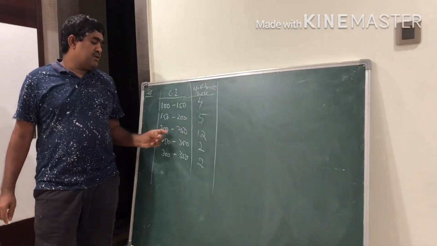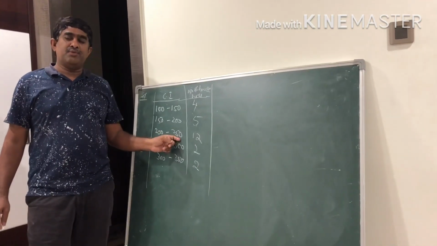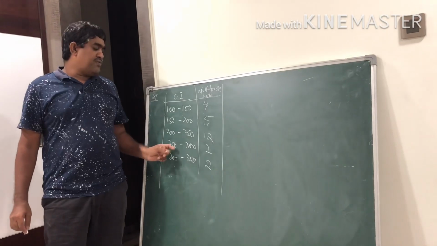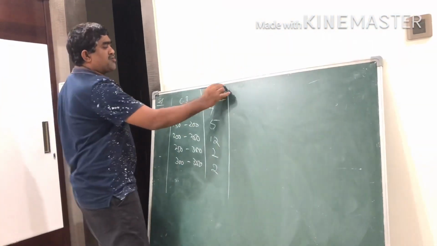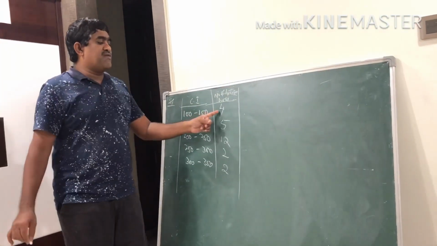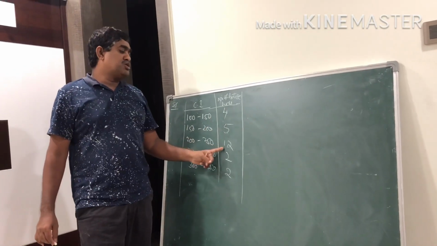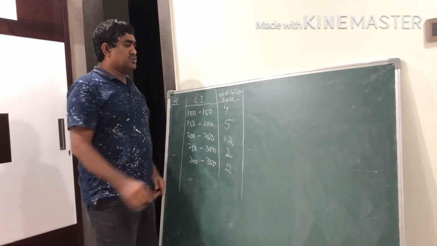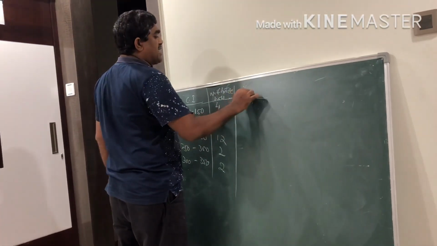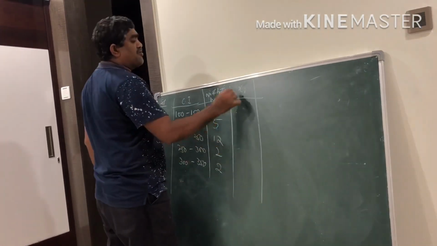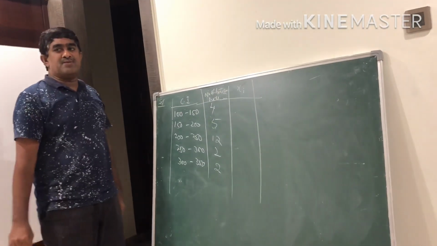150 to 200, 200 to 250, 250 households is nothing but frequency. What is the frequency given? 4, 5, 12, 2, 2. Okay, now we find the x mid value. You know how to find the mid value?